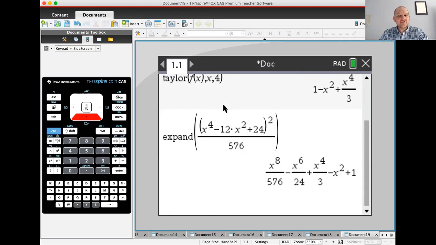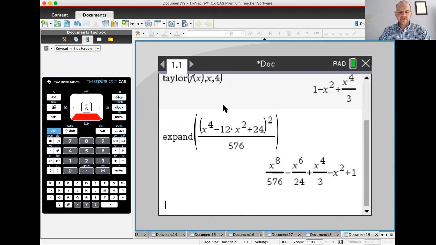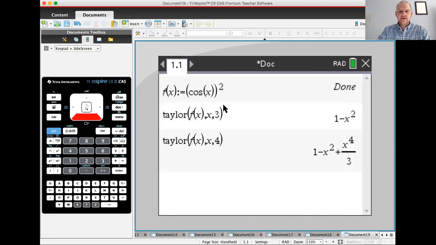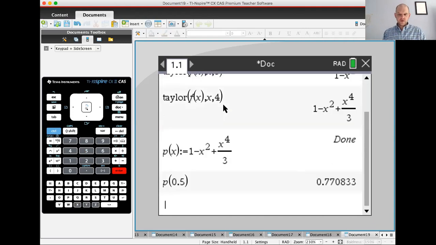So it looks like we can take these polynomials and just multiply them. And that's going to be an interesting thing that we want to do. But anyway, we definitely got this. So let me write it down. P of x is going to be 1 minus x squared plus x to the 4th over 3. All right, so evaluate your polynomial. Did I store that? I did not. Let me first get rid of this. All right, p of x is this. So p of 0.5 is approximately 0.771.